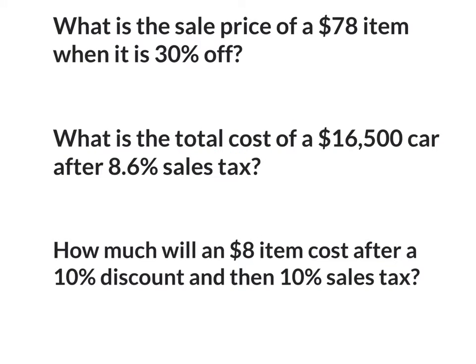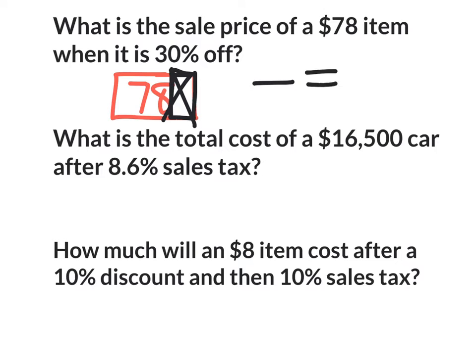A lot of times we deal with these percents with taxes and tips and discounts and things like that. So here on the first problem, we have a $78 item. I'm going to draw a picture of that. And then it's on sale, 30% off. So it's like we're taking 30 pieces out of 100, which would be about that big, and we're chopping that price off.